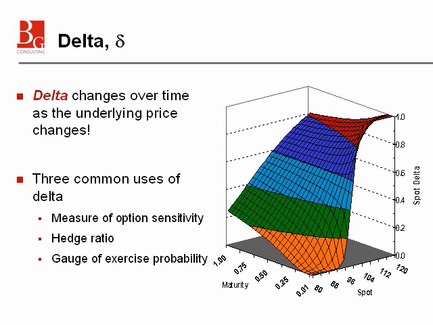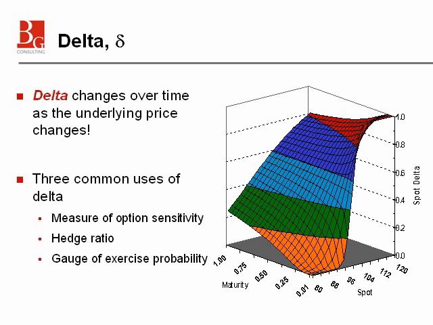There are three common uses of delta. First, the measure of option sensitivity. Second, delta is a gauge of the probability of exercise. And third, as already discussed, delta is a hedge ratio for creating a riskless portfolio. Deltas are commonly quoted as a percentage of the total exposure, for example the number of shares represented by an option contract, and will be a number between 0 and 1 for a call, and 0 and -1 for a put.